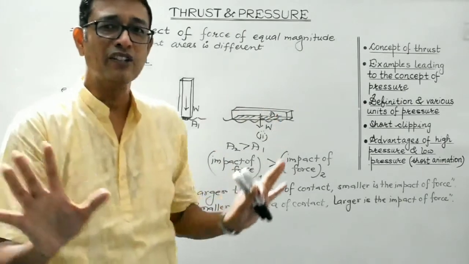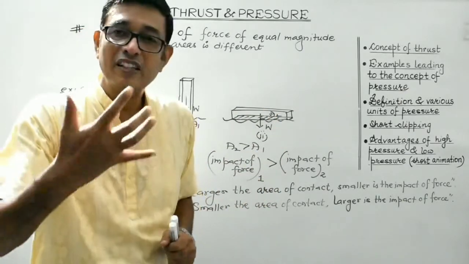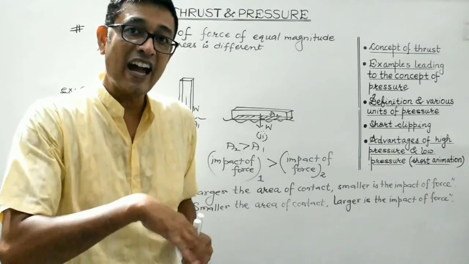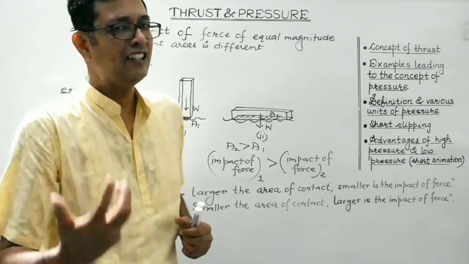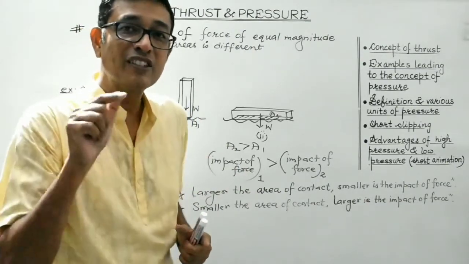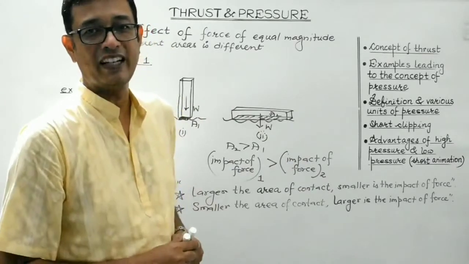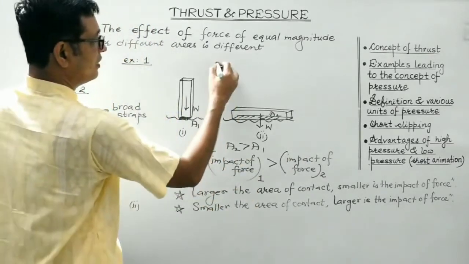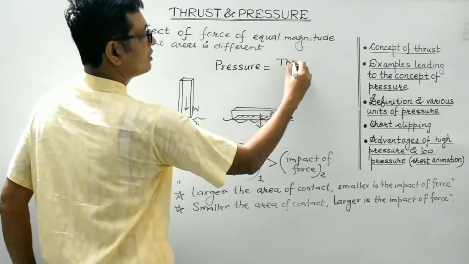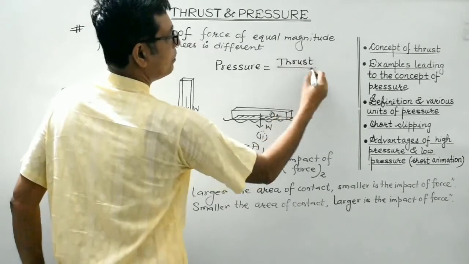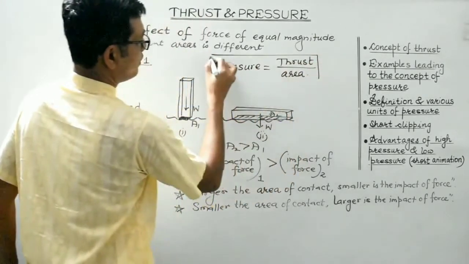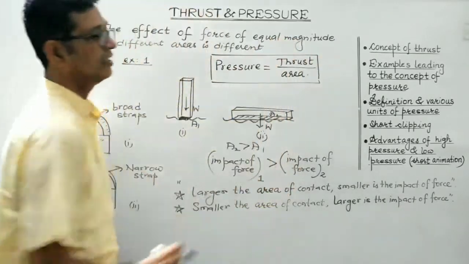So now I hope you have understood the concept, right? So pressure, definition, how you define pressure then? Pressure is the thrust acting per unit area. And thrust, you are aware, students, it is the force exerted by a body on a surface normally, that is in the perpendicular direction. So how to define pressure then? So pressure is thrust per unit area.